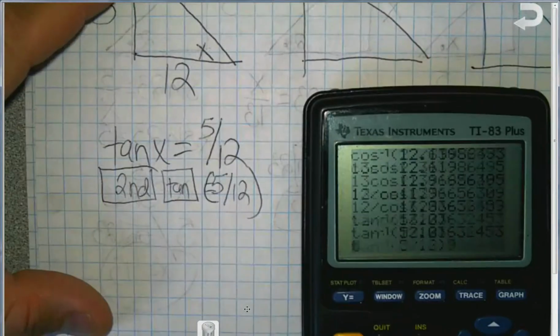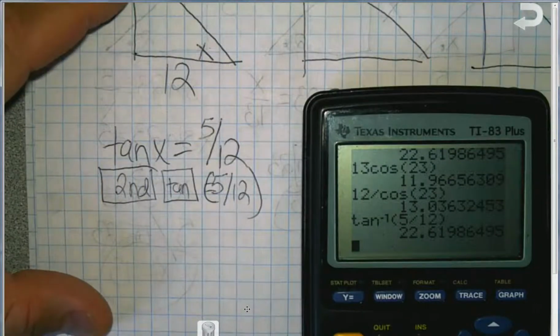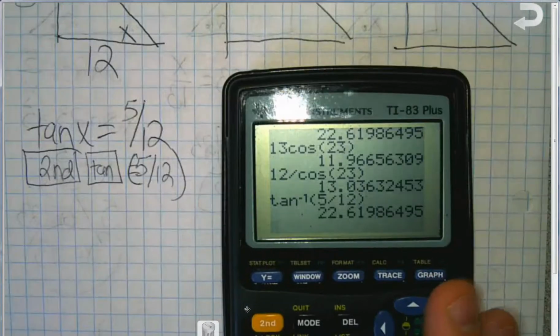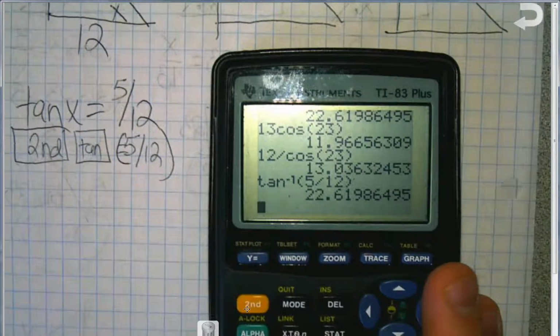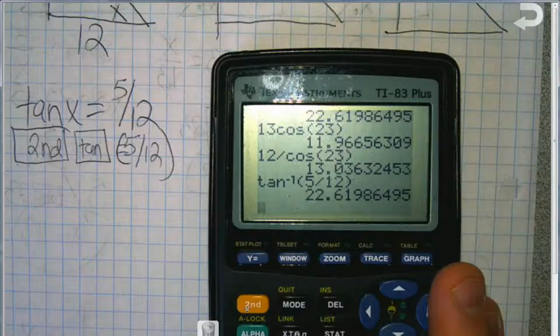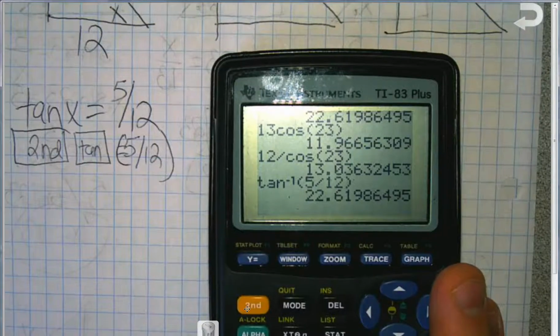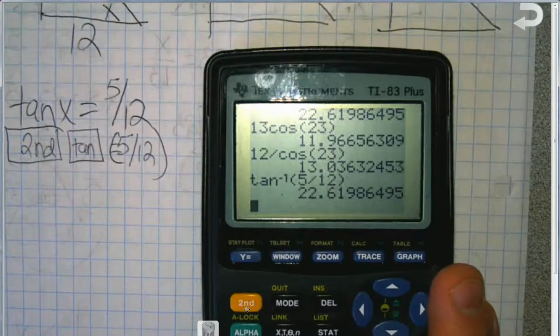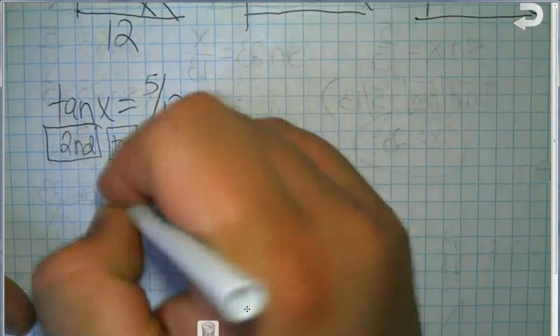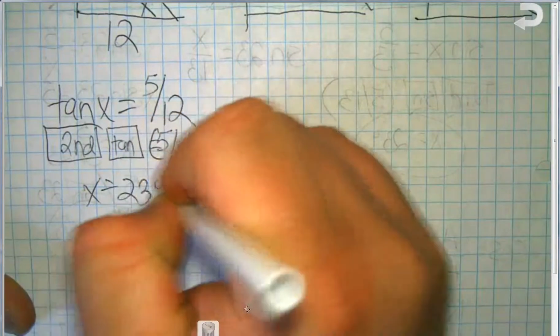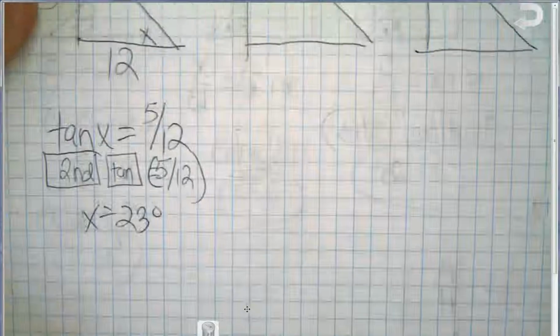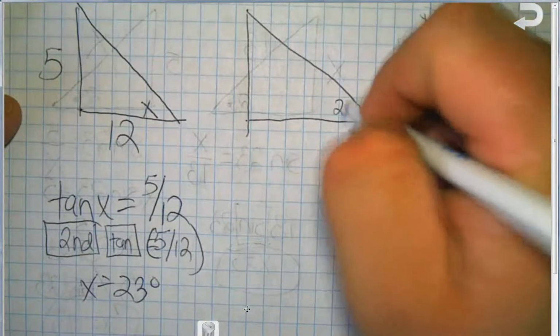So when we do that, x equals 2. Did you do second tangent? It should be 23, right? Yeah, I see what happened. So again, we're getting the right answer, right? 23 degrees. We're sticking to what we know. Okay. So now we know x is 23 degrees.